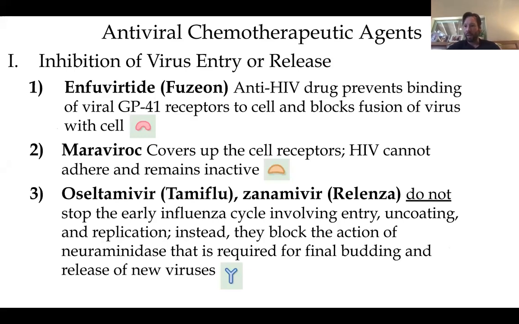And here are some specific examples of drugs. So Fusion, that's anti-HIV. It prevents the binding of the virus, so it can't fuse to the cell and enter. And then Maraviroc covers up the receptors on the cell, so the virus can't even adhere to the cell, right? Remember, a virus needs a receptor to gain access inside the host cell. And that's what gives viruses their specificity. That's why certain viruses only infect certain types of tissues, because certain types of tissues have specific receptors indigenous to them.